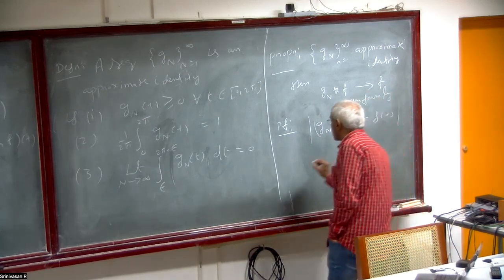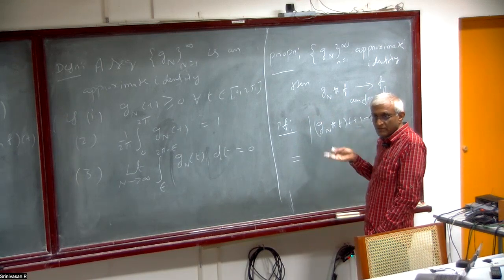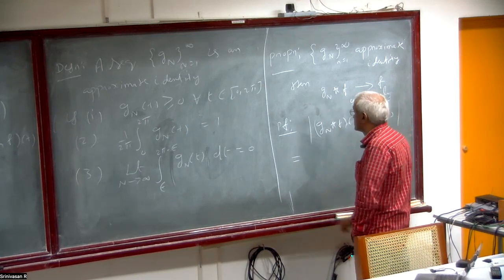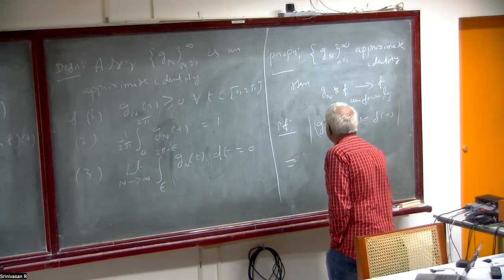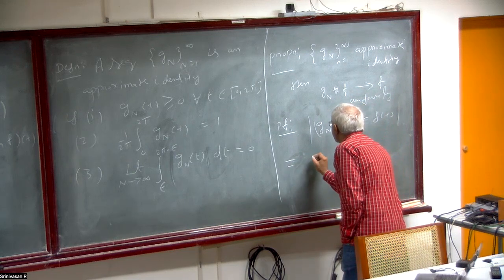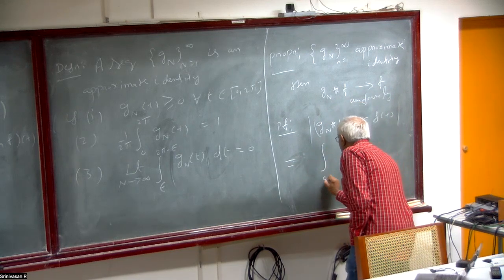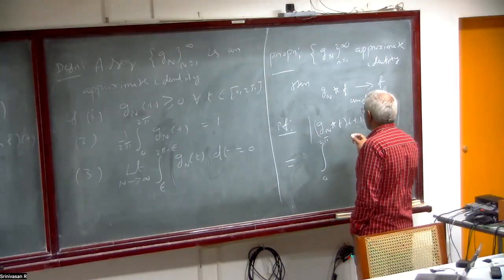Okay, this is what we want to consider, and we want to take the supremum in t and show it goes to 0. That's what we want to do. We want uniform convergence. Okay, so this is equal to, let's define the integral from 0 to 2 pi. Let me write it and then justify.